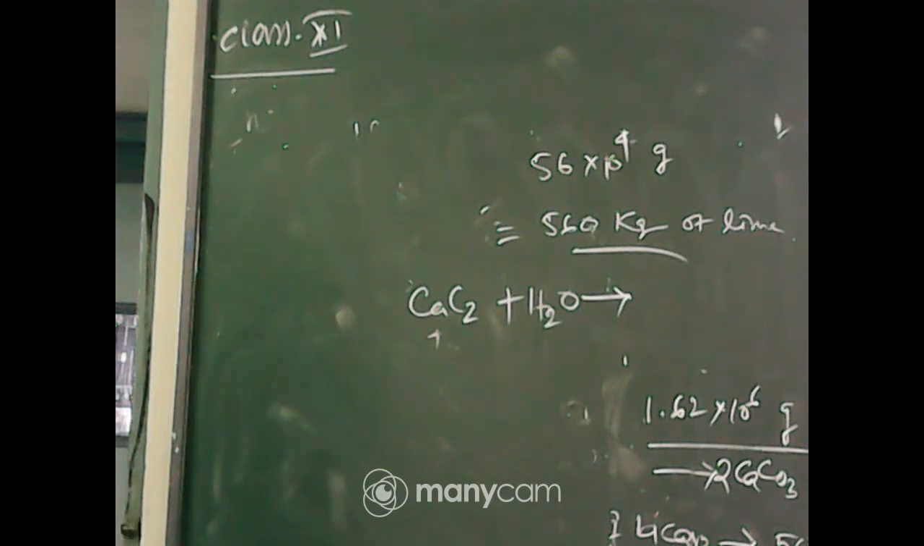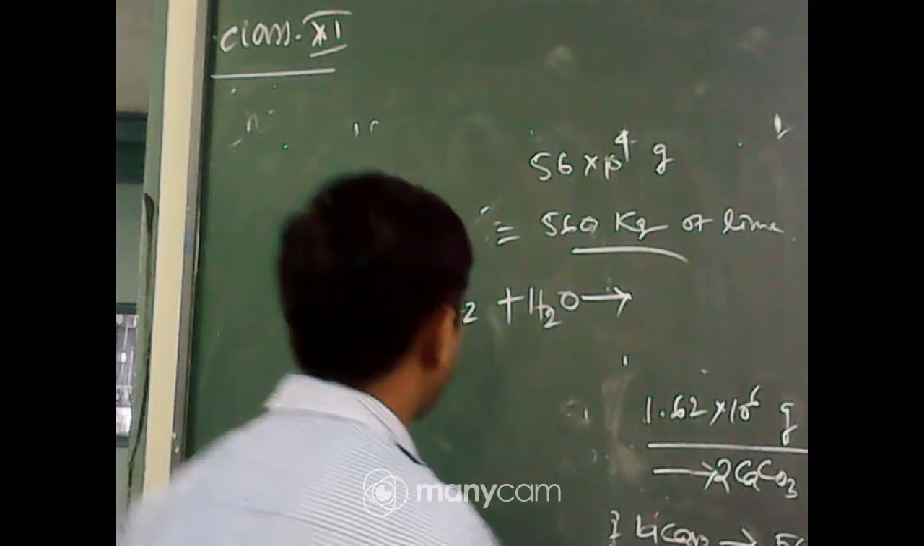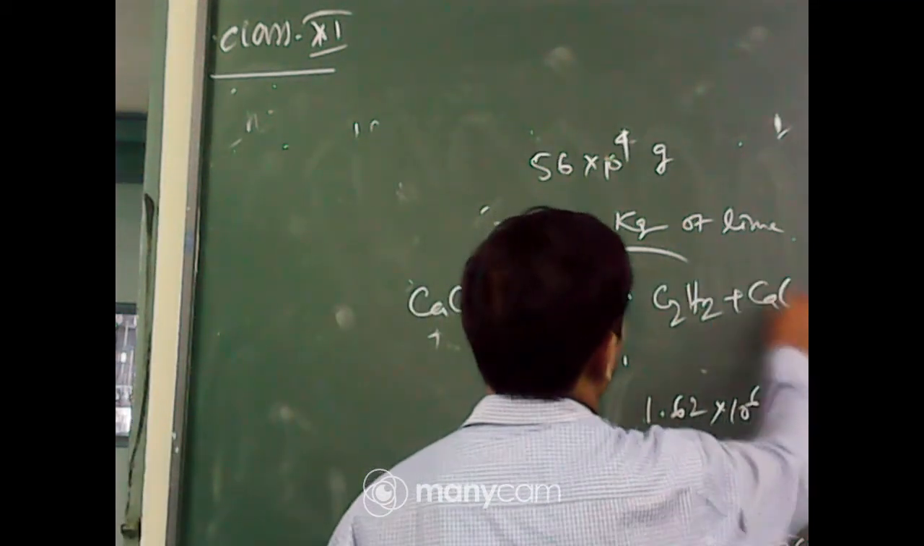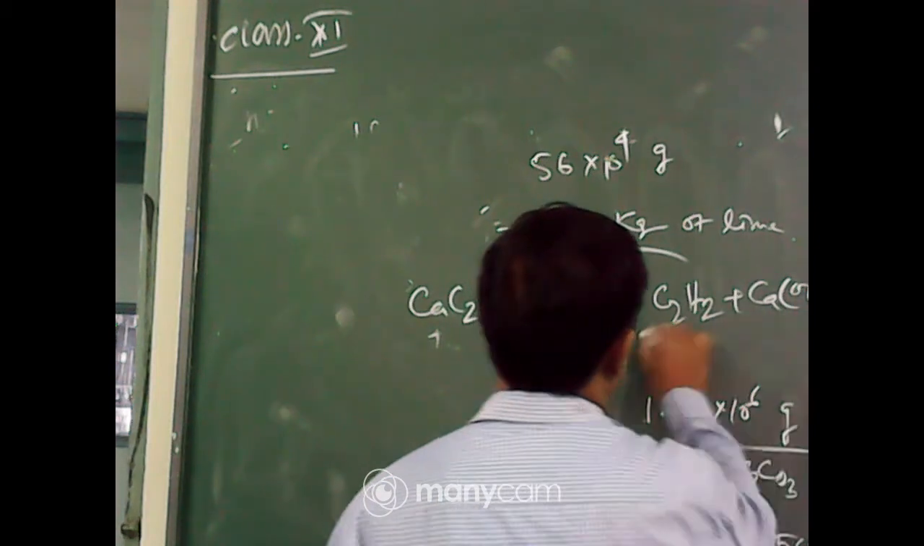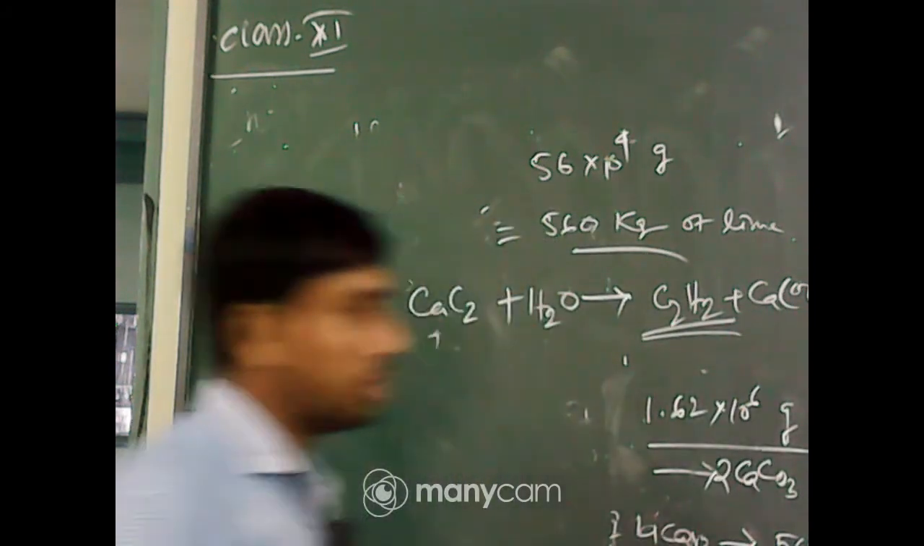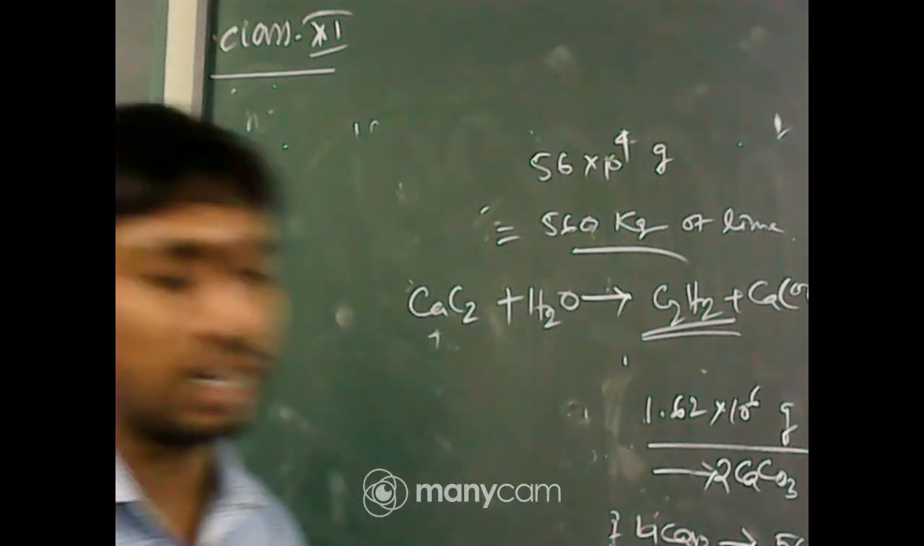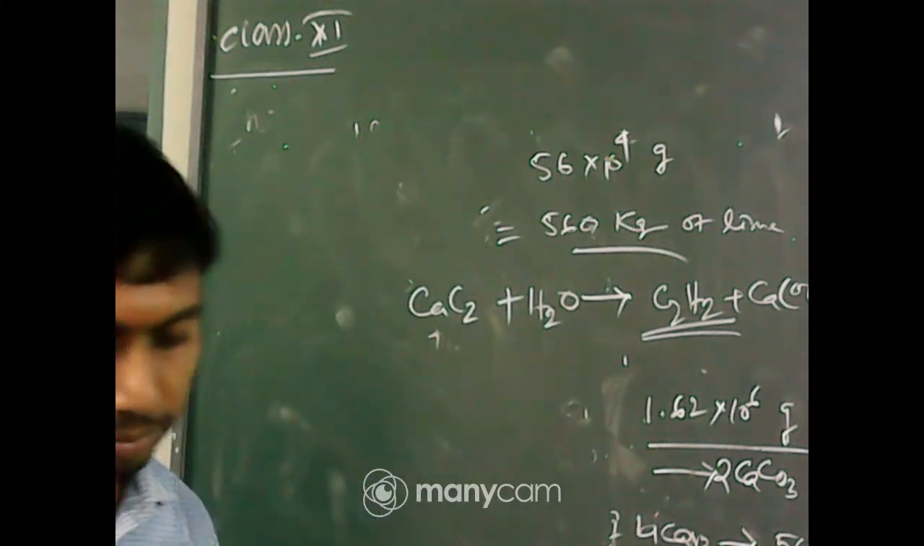Yes, very good answer. Calcium hydroxide is correct, but not carbon dioxide. It is the preparation of acetylene, C2H2. It is used to make the oxyacetylene flame, which is used for welding, that is the gas welding.